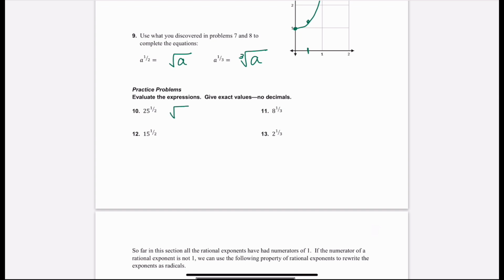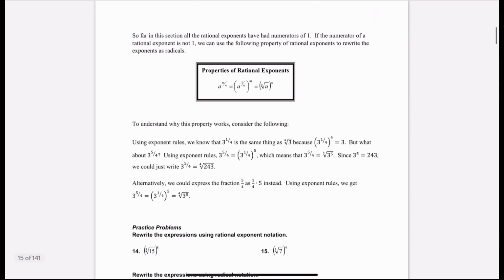25 to the 1/2 means the square root of 25. That equals 5. 8 to the 1/3 means the cubed root of 8, which is going to equal 2. Square root of 15, if it's to the 1/2 power, it's kind of like this, 2 and a 15 here. Square root of 15, that doesn't really simplify. And when it's a square root, we don't write our 2 there, so it's just a square root sign. But if it's a 1/3 power, it's like the cubed root of 2. That doesn't simplify at all.